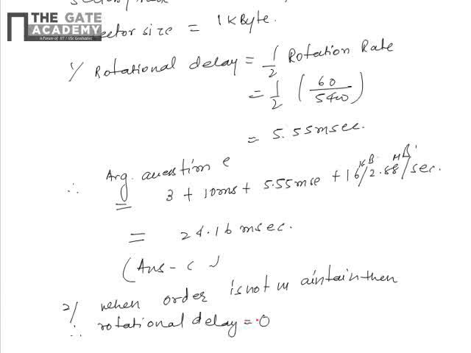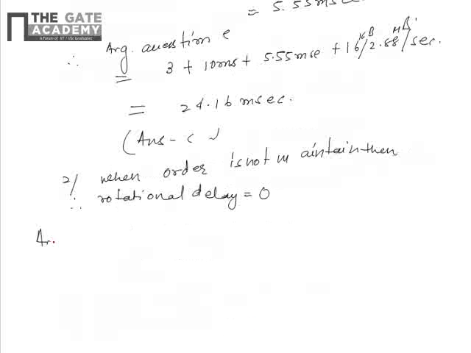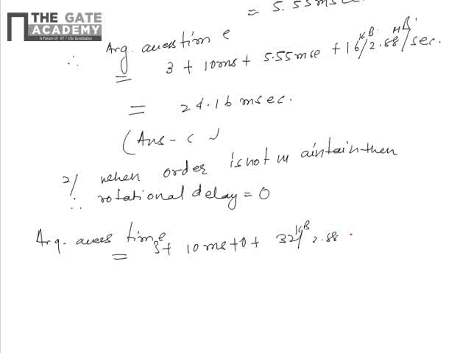Therefore the rotational delay will be 0. So what will be the average access time? It is 3 plus 10 milliseconds plus 0, plus the transfer time, because 32 kilobytes have to be read at 2.88 megabytes per second. So this comes to 24.11 milliseconds.